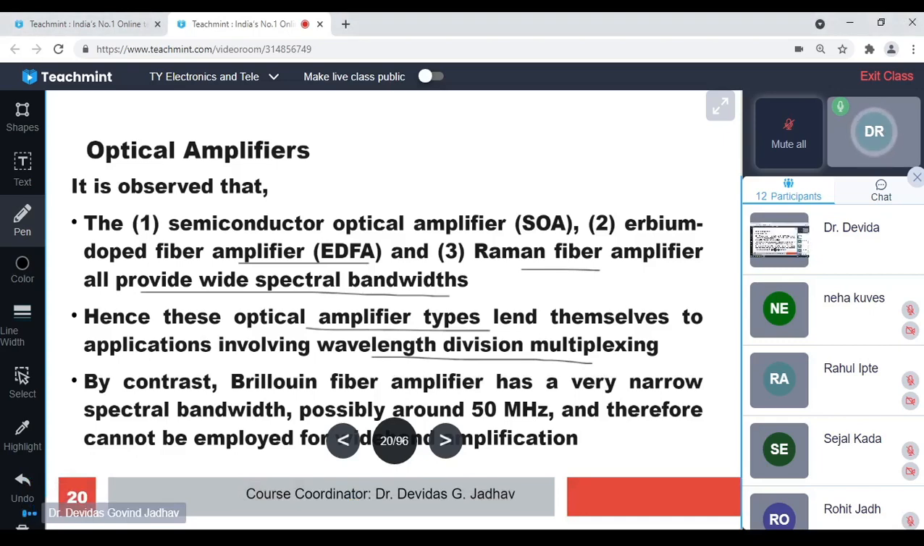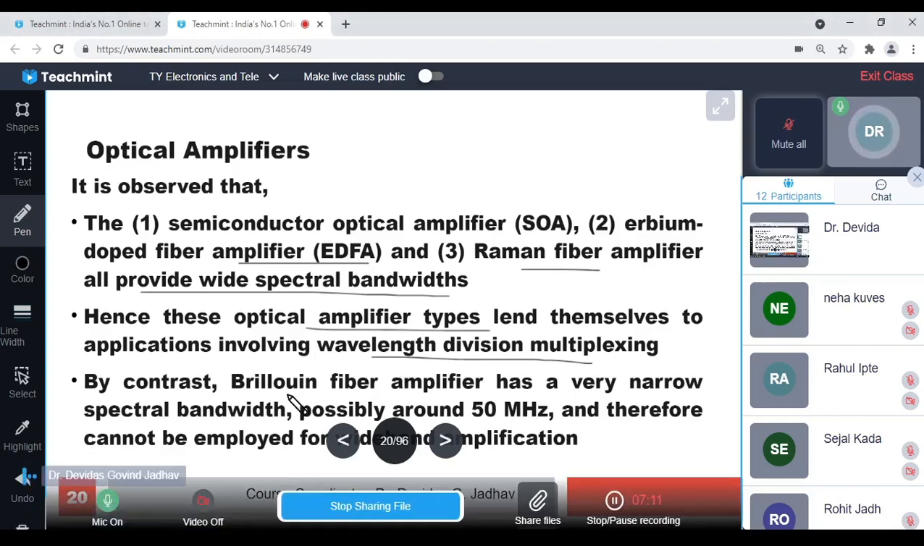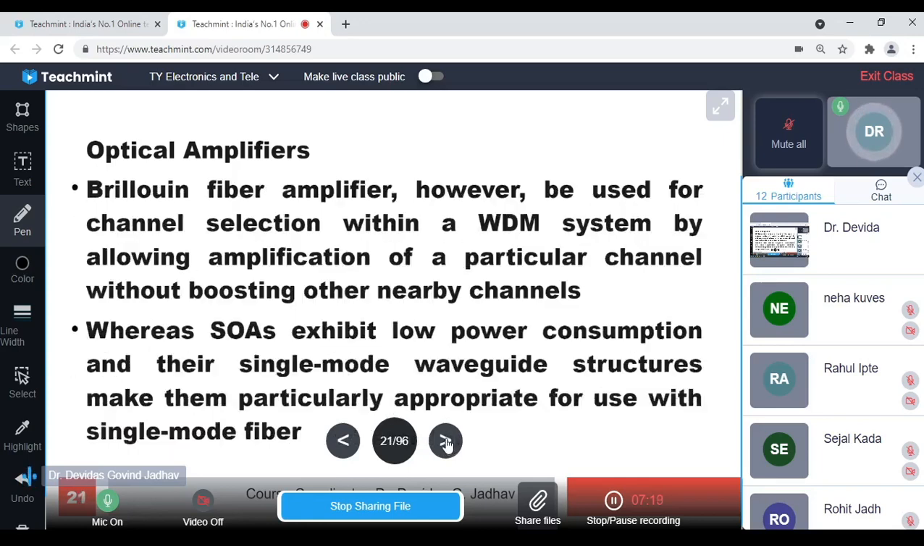So this is not possible in the case of Brillouin, and because it is 50 megahertz only, it is very narrow band, but its use is as a channel selector, as a filter. So Brillouin can be used as a channel selector in a WDM system, allowing the amplification of a particular channel and avoiding the amplification or selection of the other remaining channels.